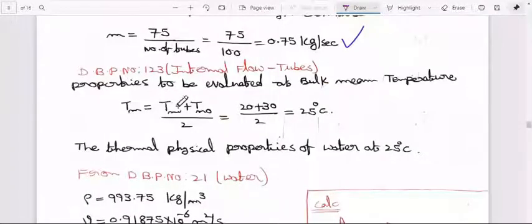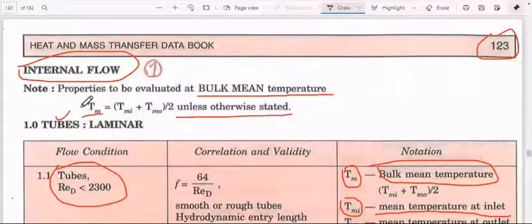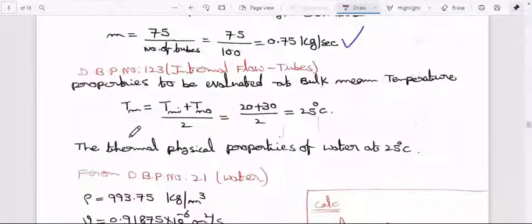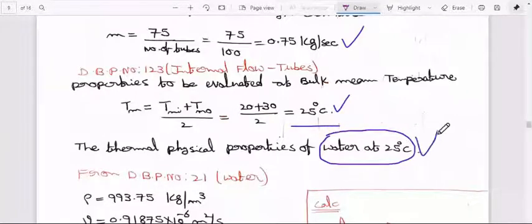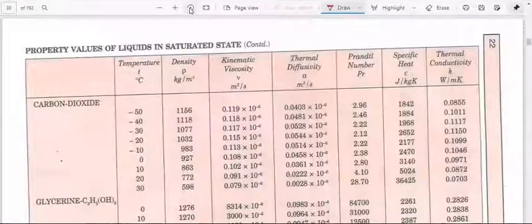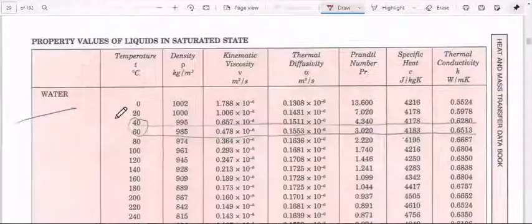So what is the inlet water temperature? 20 degrees, and the outlet water temperature is 30. We need to calculate the mean temperature, the bulk mean temperature. So what is the bulk mean temperature? 25 degrees, and we can consider these property values to be those of water at a temperature of 25 degrees centigrade, that means the mean temperature. So I'm going directly to the water properties from data book page number 21.